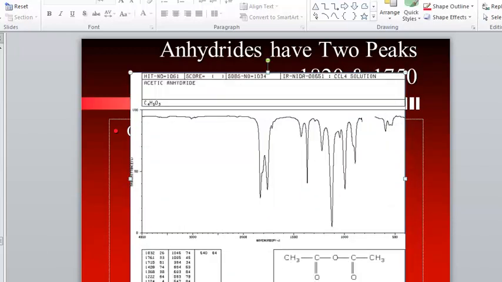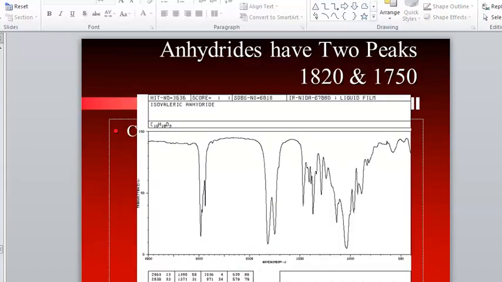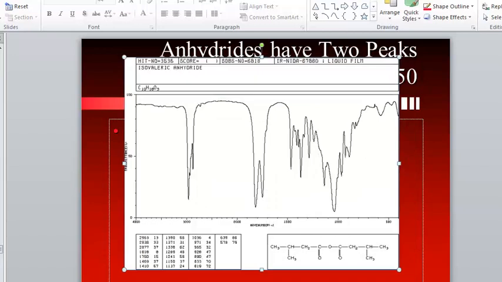Here's another one. This is acetic anhydride. In acetic anhydride, I see a peak here at 1700, give or take, and 1800, give or take. That double dip there, that's the presence of an anhydride. Here's another one. Again, 1700 peak, give or take a little bit. 1800 peak, give or take a little bit. And that double peak there is the presence of an anhydride. And then finally, here we have another one, 1700, 1800. That's the presence of an anhydride.